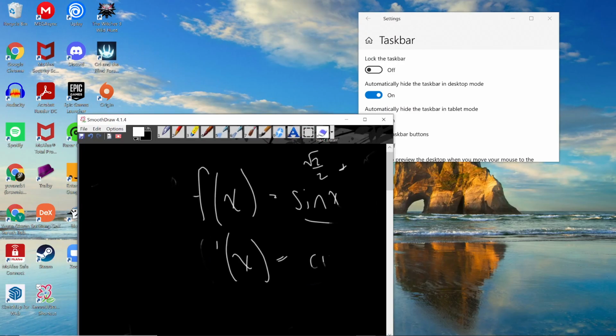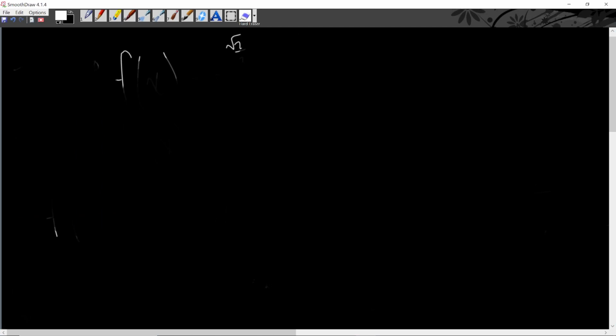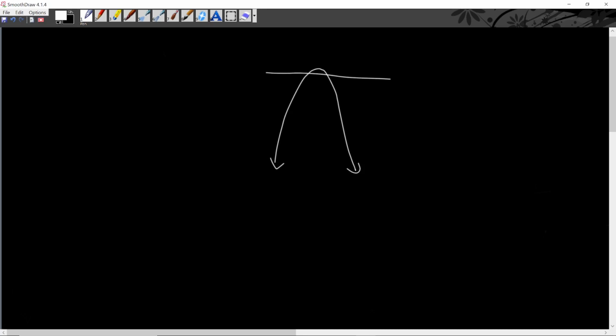Well, we know that this is a local maximum, right? So let's draw a parabola. It doesn't have to be a parabola, it's just a curve that we know is concave down. Oh, sorry, spoiled it. We know that this is a local maximum, right?